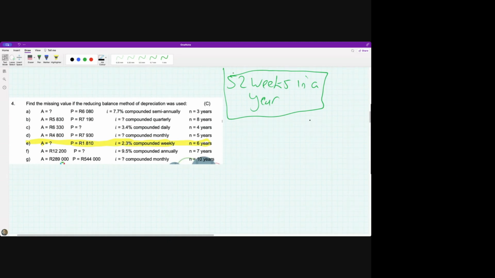Let me just check for sure. I'm pretty confident there are 52 weeks in a year, but Google can help me. Let's have a look. How many weeks in a year? 52 weeks in a year. I listened in class. Okay. Can you figure out? We're still using the reducing balance method, so we know this must be the formula, but some stuff is going to have to change.